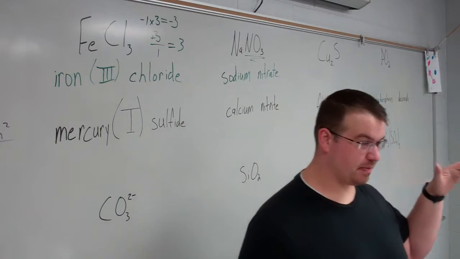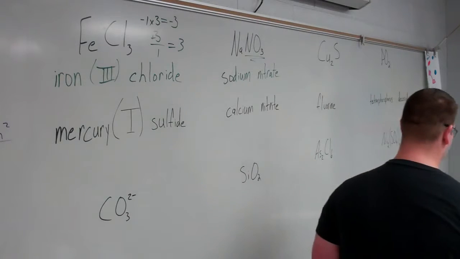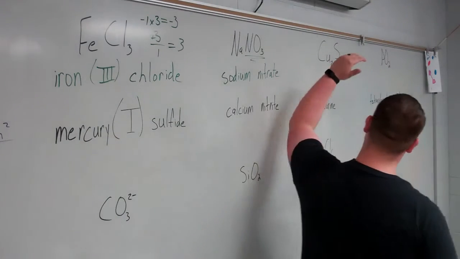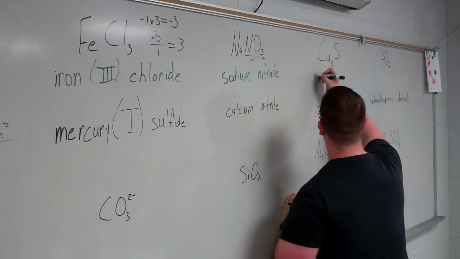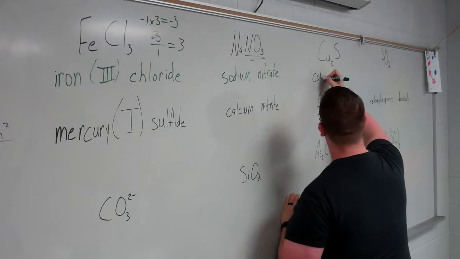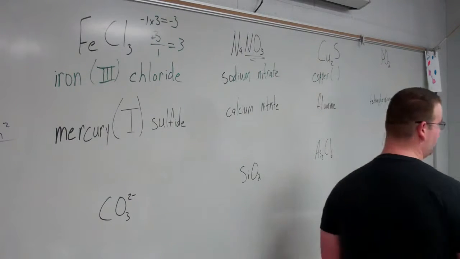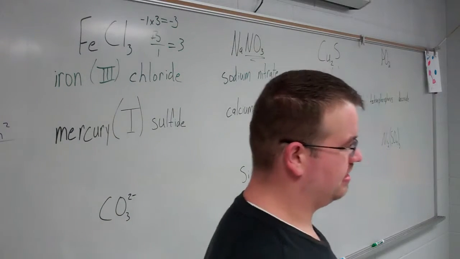Does it have a transition metal? Yes. So we name it using the stock system. When we use the stock system, what's the first thing we do? Put the name of the cation: copper. Now we have to find this charge. Guaranteed way to do this.